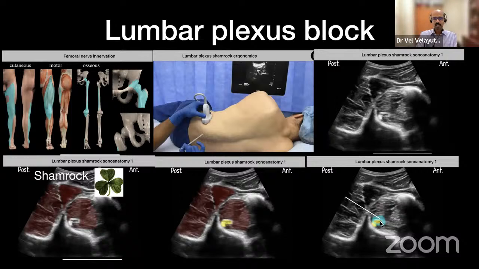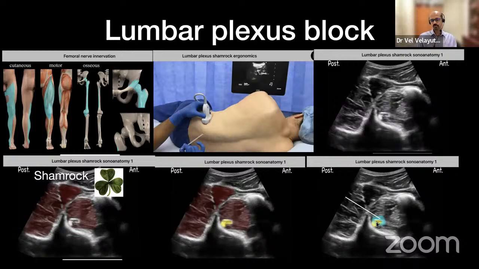Now, you don't necessarily see the nerves as clearly as in this picture, so you have to use a nerve stimulator, and when you use the nerve stimulator, you will get twitches of the quadriceps, i.e. you are twitching the femoral components of the lumbar plexus. So if you get good twitches of the femoral nerve, then you know you're in the right area.